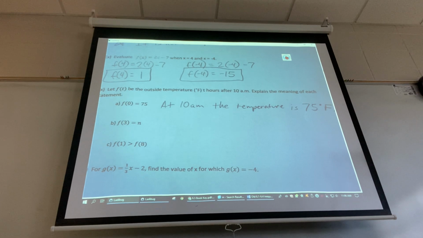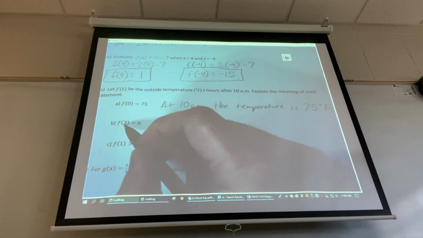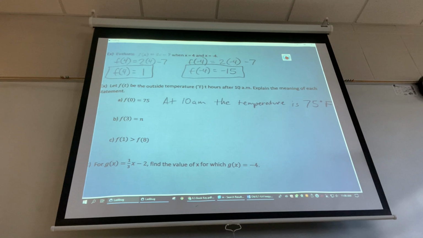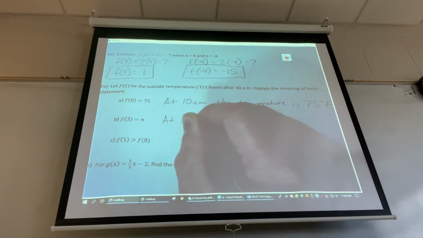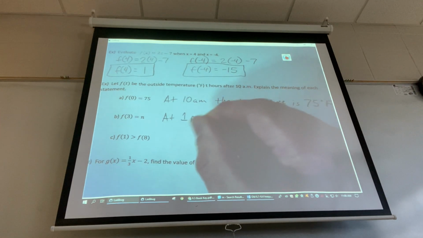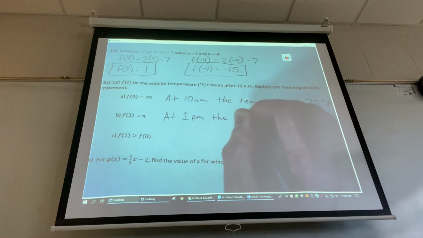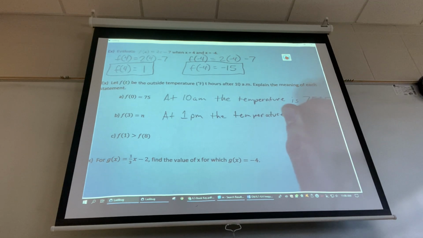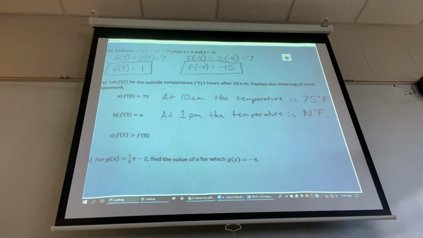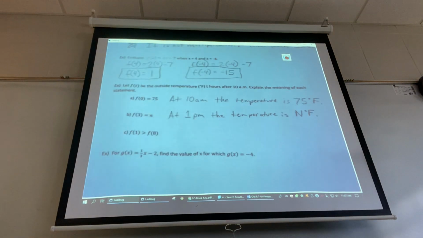This next one. What does this 3 represent? 3 hours. 3 hours after what? 10 a.m. So what time does that put us? 1. Yeah, exactly. So this is saying at 1 p.m., and this is kind of weird, the temperature is unknown. Well, we're just going to use what they gave us there. The temperature is N degrees Fahrenheit. Doesn't matter. Isn't that silly? That's just so silly.